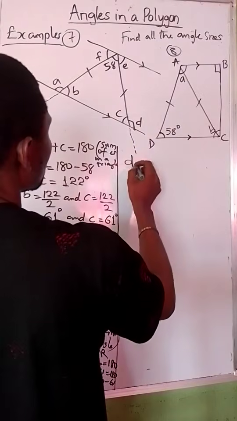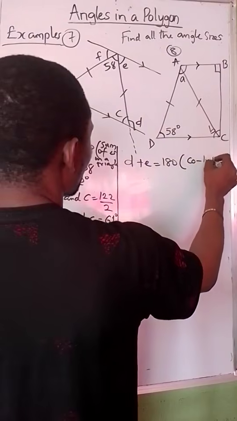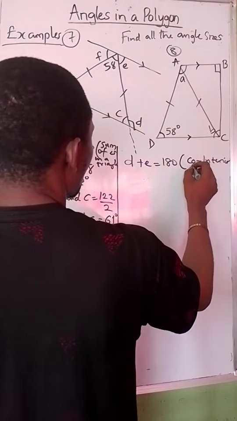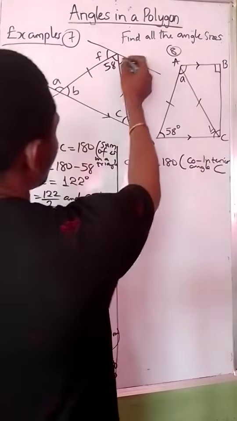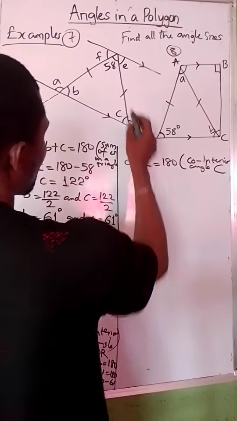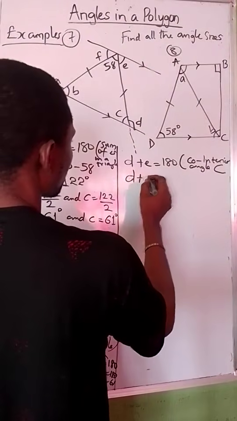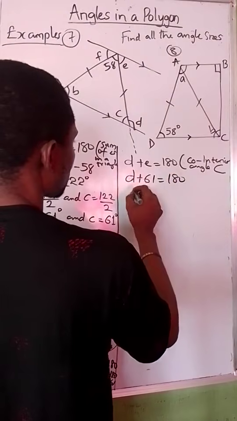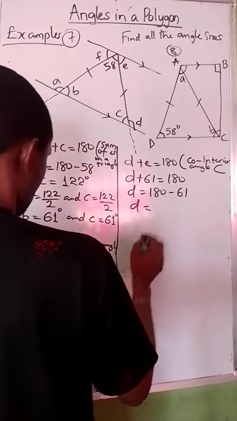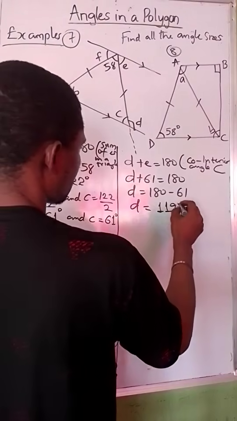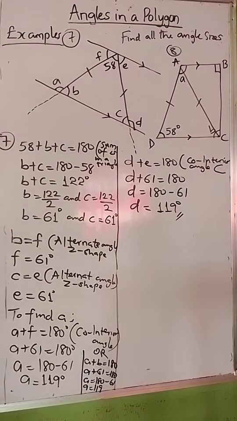So D plus E equals 180. Why? Co-interior angles. So what's our E? Our E is 61. So D plus 61 equals 180, so our D equals 180 minus 61. So our D equals 119 degrees. So that's it. Thank you.